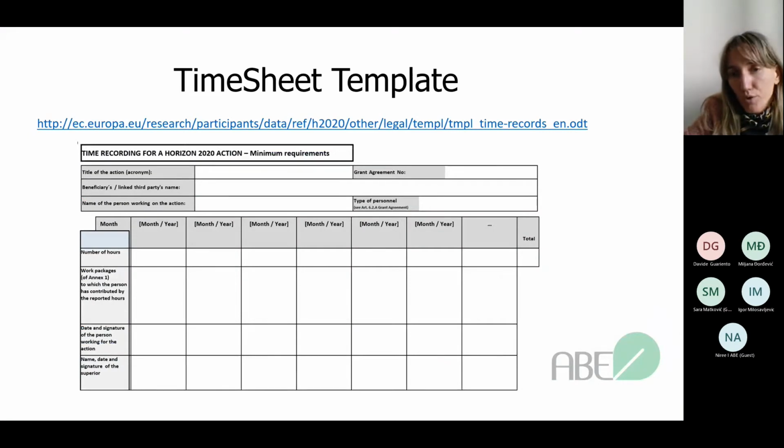This is the example of the timesheet template. It's easy, understandable, you just fill it in. You may find the template on the funding and tenders website of the European Commission. Just type in Google the timesheet template for Horizon Europe, and you will find the link for it.